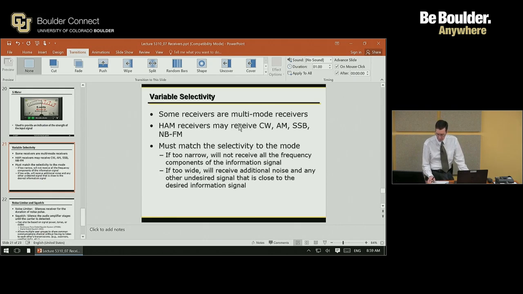Also, I'll use my ham radio receiver as an example for this as well. Some radios can receive different kinds of signals. My ham radio I have at home can receive CW, which means continuous wave, and a continuous wave is basically a one frequency tone, might be at 1,000 hertz. If you're going to be transmitting Morse code, that's all you need, is one tone to transmit. So my filters can be very narrow because I only have to receive one tone at a time.